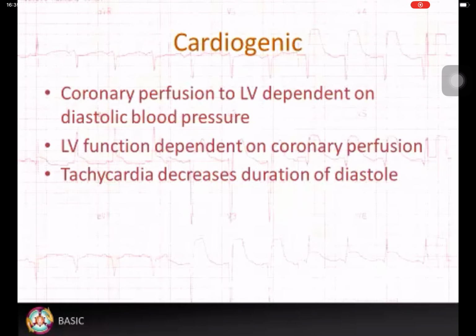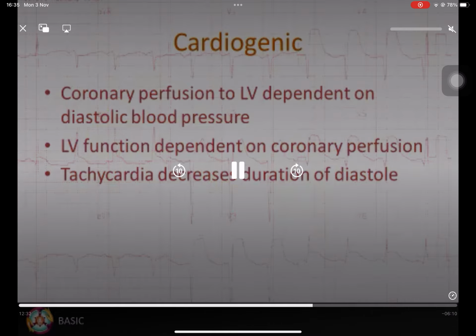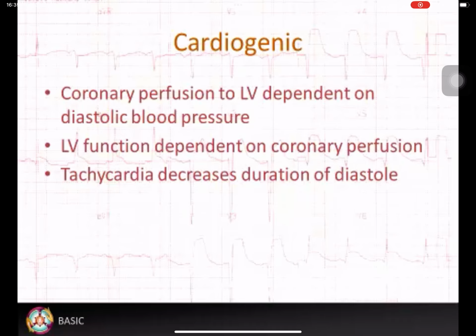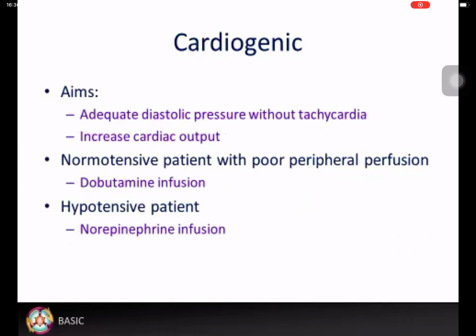Returning to our patient, we know coronary perfusion is already impaired. The LV is only perfused during diastole, so the LV coronary perfusion pressure is dependent on diastolic pressure. LV perfusion is also dependent on the duration of diastole, which will be disproportionately reduced by tachycardia. The aims of initial management of most cases of cardiogenic shock are, therefore, to restore an adequate diastolic pressure without causing tachycardia and to increase cardiac output.